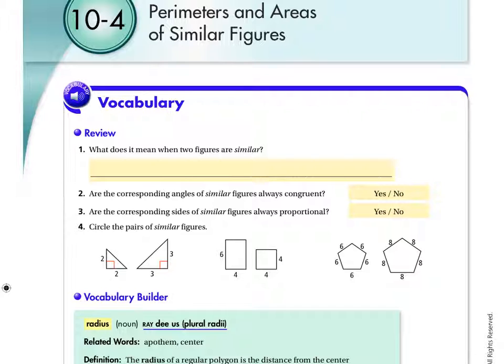Ian. So there's two parts to similar figures. How do we know if two figures are similar? What angles? So corresponding, and these would be interior angles. Corresponding angles are congruent, and corresponding sides are proportional.